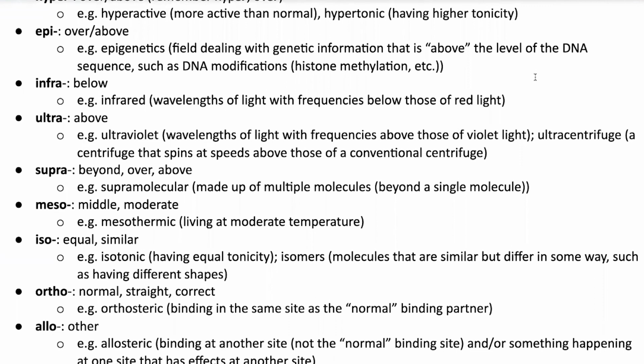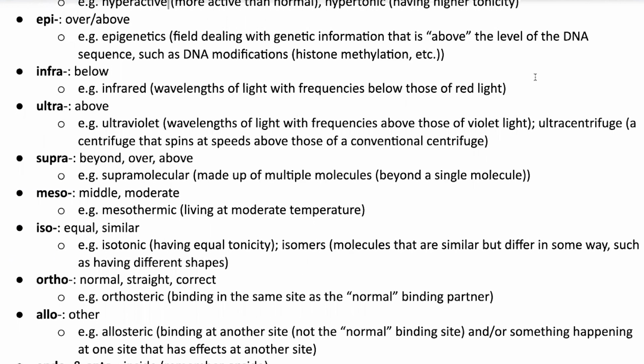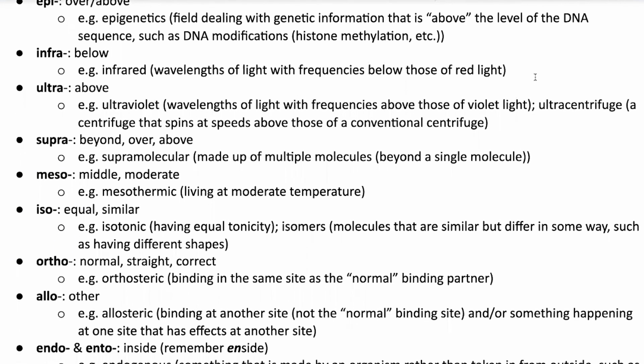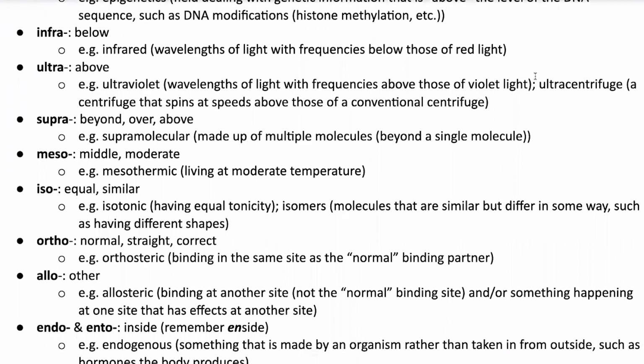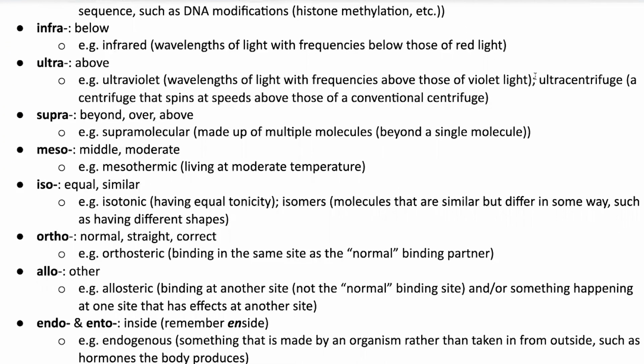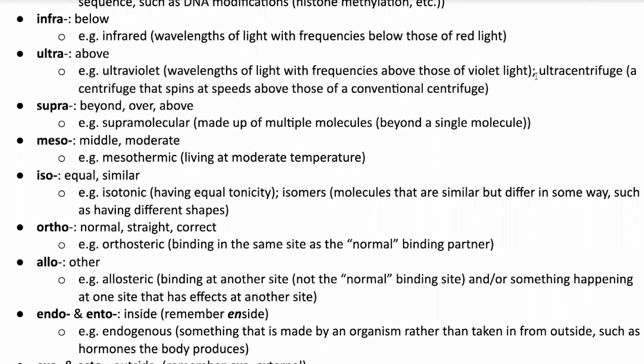So epigenetics, above the normal, just above the genome, above just the sequence. Let's go below. Infra. So infra, you may have heard of infrared. That's like wavelengths of light with frequencies below those of red light. Go the other way, we get to ultra, above. So like ultraviolet, that'd be wavelengths of light with frequencies above those of violet light.